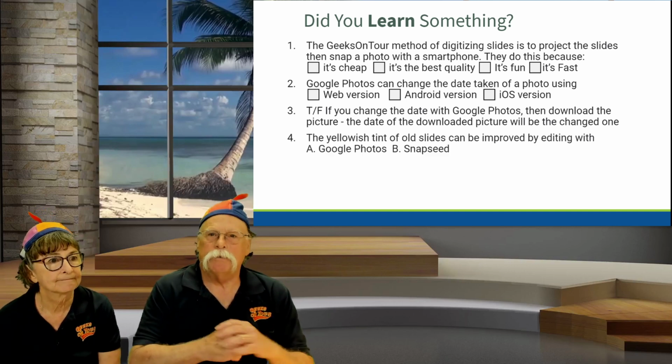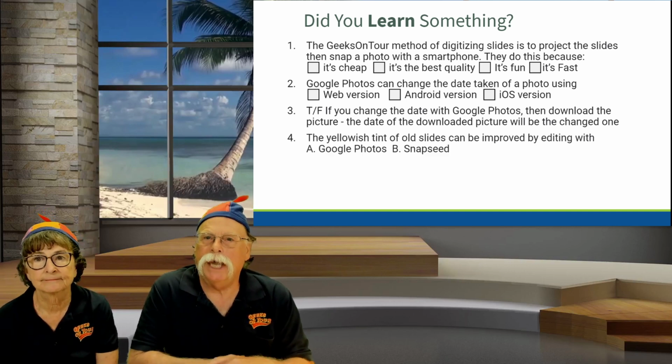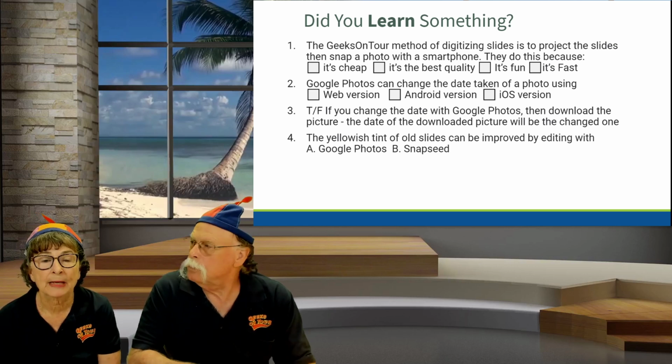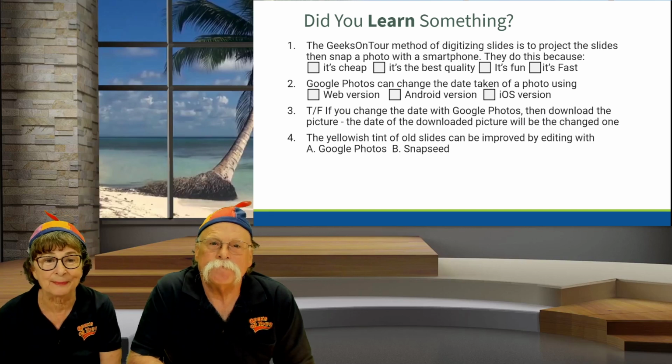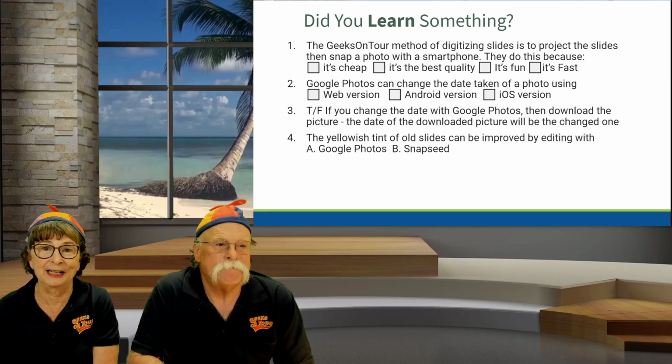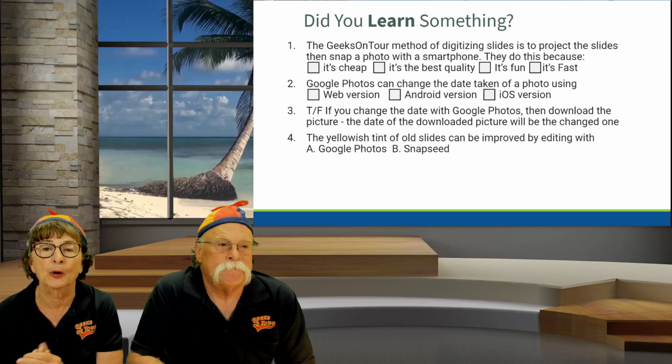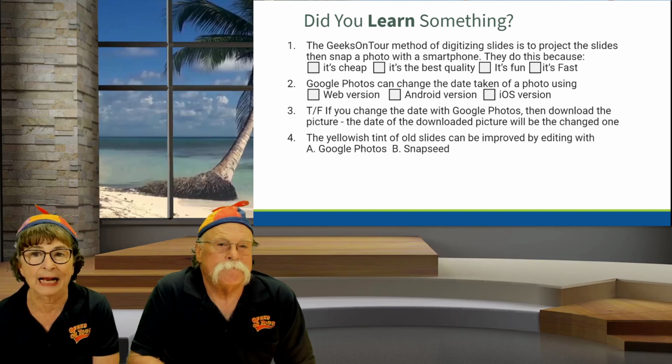Right. The yellowish tint of old slides can be improved by editing with Google Photos or Snapseed. Actually, Google Photos auto-correct sometimes does an impressive job of getting rid of the yellow, but what I showed was the white balance tool in Snapseed.